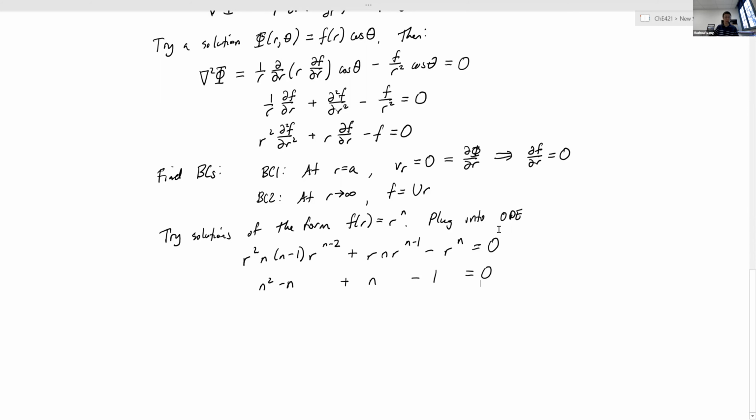So that implies n equals plus or minus 1. And so then what you get is f of r equals some linear combination of our two potential solutions.